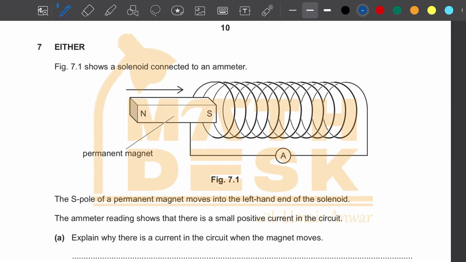Welcome to this tutorial. I'm solving question number 7 of paper 21 October-November exam series of 2021. There are two parts in this question where we are given a choice. So I'm solving the first one here.